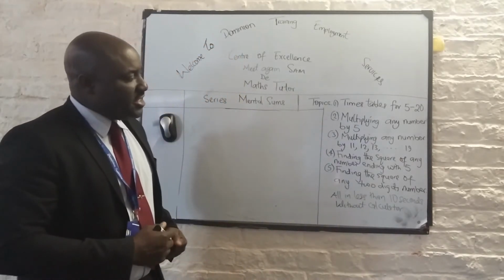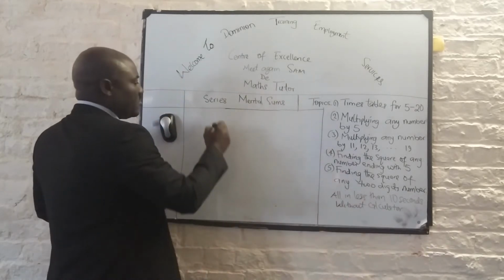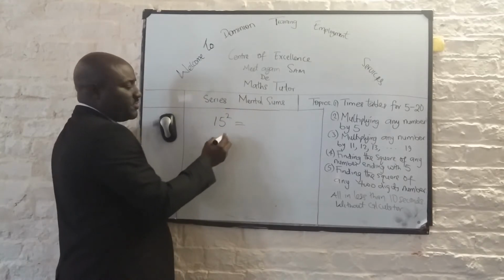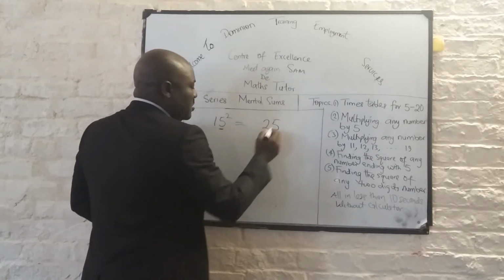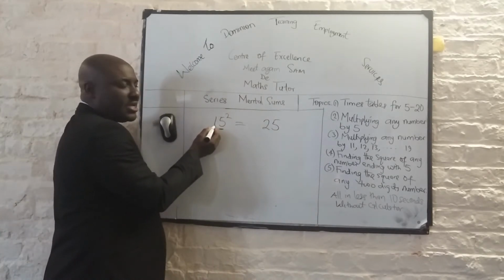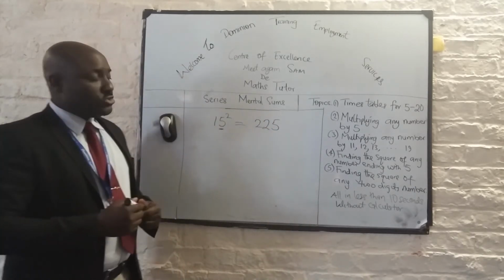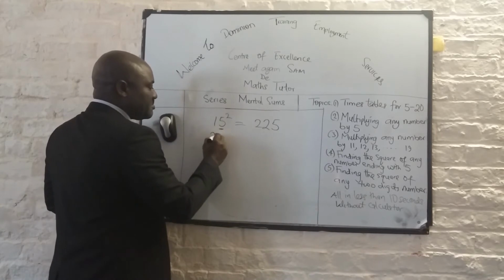Now, let's see finding the square of any number ending with 5. Very interesting. Let's start with 15. 15 squared. Because it ends with 5, we find the square of this 5, and that gives us 25. You ask yourself, what is the next number that comes after 1? That is 2. 2 times 1, 2. And that is the square of 15. Very amazing.